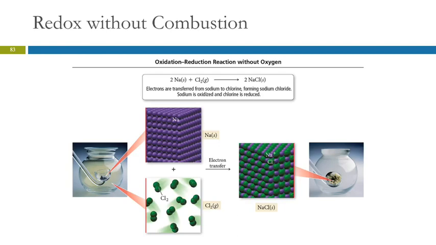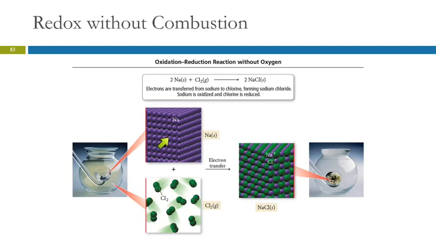Here we have an oxidation-reduction reaction without oxygen. So often oxygen is involved, but it doesn't have to be. So this is salt forming from the elements. You've got sodium atoms and chlorine molecules. Chlorine is one of those diatomic elements. When you have the element by itself, those atoms don't like to go alone, and so they'll take a friend, a buddy system.